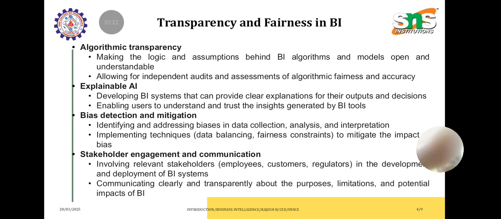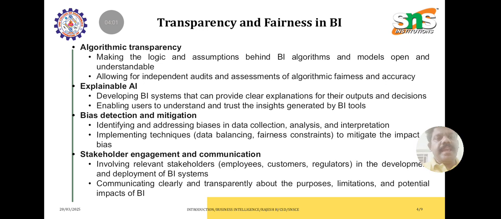So when it comes to transparency and fairness in BI, it is explaining about the algorithm transparency, where the logic and assumptions behind the BI algorithms and model are open and understandable, and it is allowing for independent audits and assessments for algorithmic fairness and accuracy. The other things are the AI should be explainable, where the BI systems can provide clear explanations for their outputs and decisions, which are generated by the BI tools insights. And the bias detection and mitigation also, it's a concern where it has to address the biases in data collection, analysis, and interpretation, which is implemented with the various techniques of fairness constraints and data balancing.